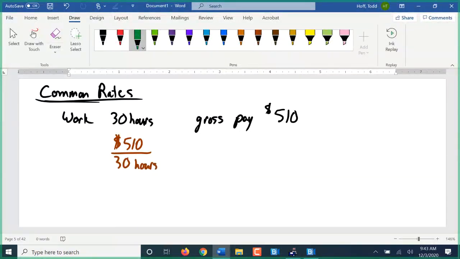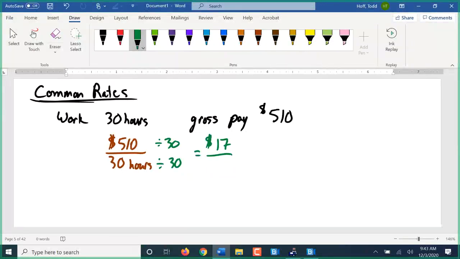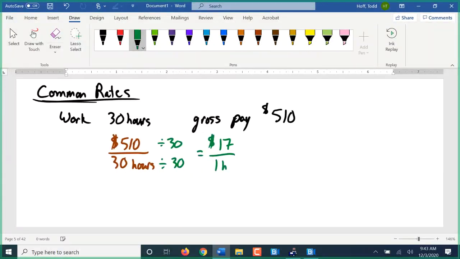Turn that into a unit rate. The second number is the 30. Notice we're not dividing by the units. We're not dividing by the hours, just the number, just the 30. $510 divided by 30 is $17. 30 hours divided by 30 is just 1 hour. And so that'll abbreviate, of course, $17 per hour like that.